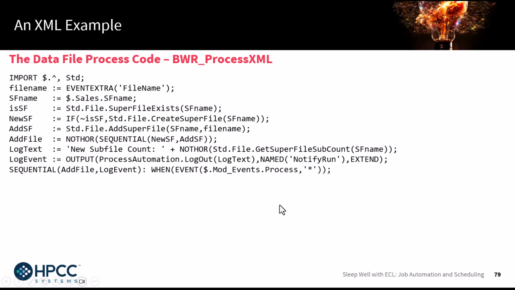Not much to see here if you've seen ECL before. We're looking for the existence of a super file. If it exists, we leave it alone. Otherwise, we create the file. Then we're just adding the super file. So as each file is getting sprayed, we call this process, which adds it in turn to our super file. And so, yeah, you could do this, and then after this is finished, you could spawn another event that would then continue it through its transformation process. And then you would sleep well with ECL, wake up in the morning, and all of your data has been processed and ready to roll.